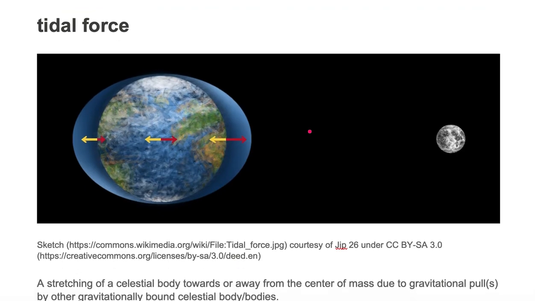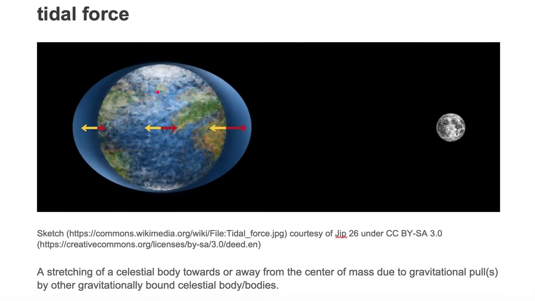Let's take a look at the Earth-Moon system. We have the Earth on the left, which I'll label with an E, and we have the Moon on the right, which I'll label with a capital M. And we're looking at a snapshot in time because the Moon is orbiting the Earth.